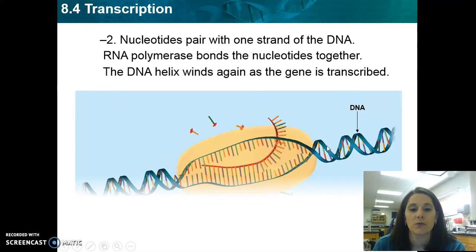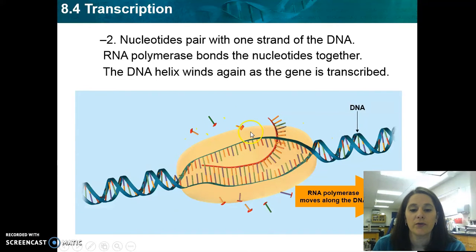The second step, just like in replication, free-floating nucleotides have to pair up to the DNA strands. We're going to use one side of DNA, whether it's this side or this side, it doesn't matter. But the free-floating nucleotides are going to begin to pair to one side of the opened up DNA in order for the RNA strand, which is this red strand, to be created.